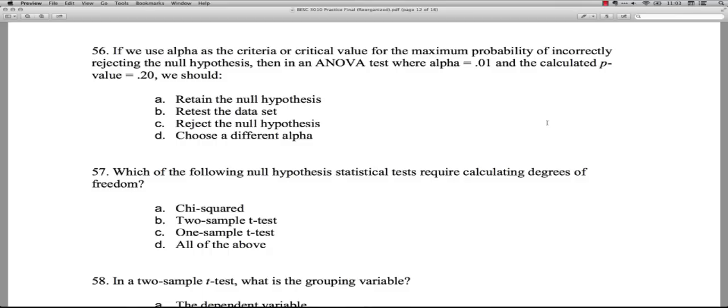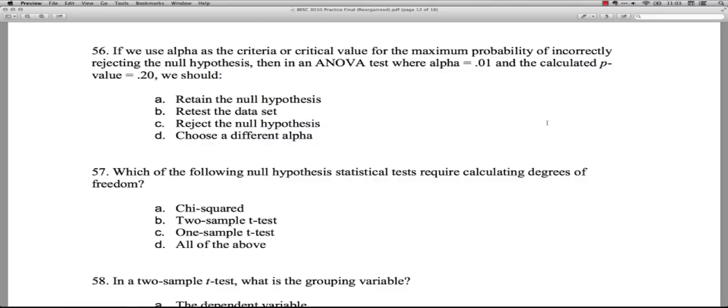So you've chosen a 1% risk of false positive, assuming the null hypothesis is true, and the calculated p-value is 0.20. So the value that we were looking for was 0.01. We wanted something with a p-value less than that, and our p-value is actually 0.20, which is much higher. Then we should A, retain the null hypothesis. Yes, that is correct, because the p-value of 0.20 means that there's a 20% chance of getting an effect that big just through random sampling error, and 20% is too big, especially when we said ahead of time that it had to happen less than 1% of the time. So A is the correct answer. We retain the null hypothesis.